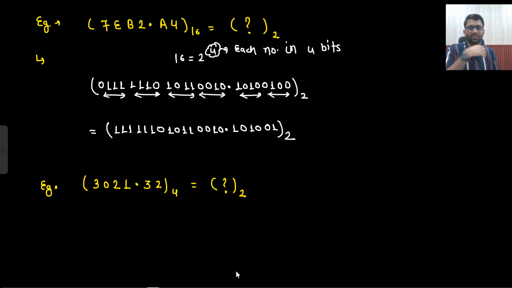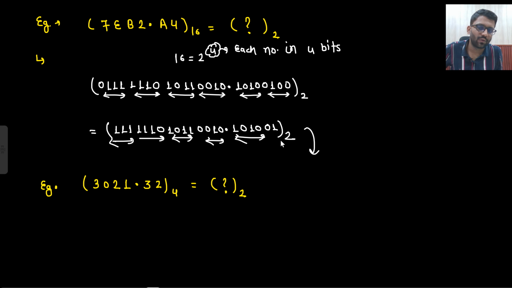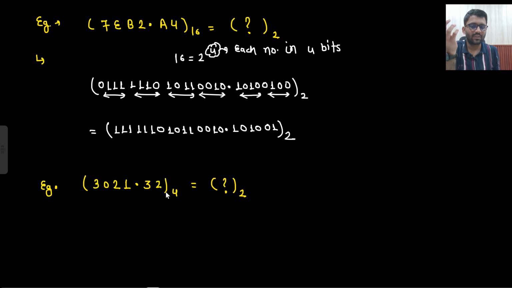Each number in 4 bits. So if you need to convert this to hexadecimal, what would you do? 4 bits, 4 bits. Wait a second, there is some issue. And here also 4, but one more 0 you need to put. Here 4 and only 2 are there, so 2 more 0s you need to put. So the same procedure is there. Whatever you see here, now try to do it on your own.